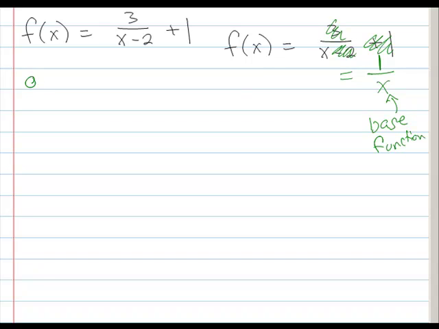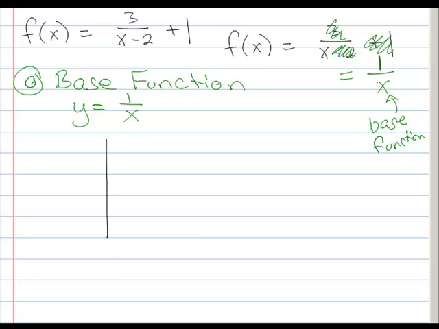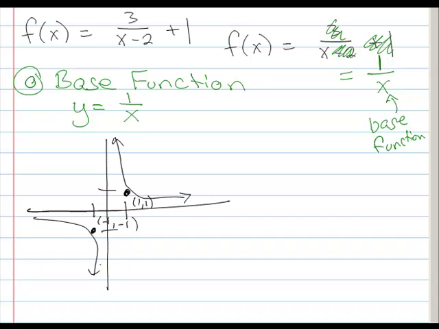So step 0 is to get the base function, which in this case is y equals 1 over x. If we go over here and graph it, we remember that it has a little vertex-y thingy here at 1, 1, and a little vertex-y thingy here at -1, -1, and it goes something like this. Okay, so this is our base function, y equals 1 over x.